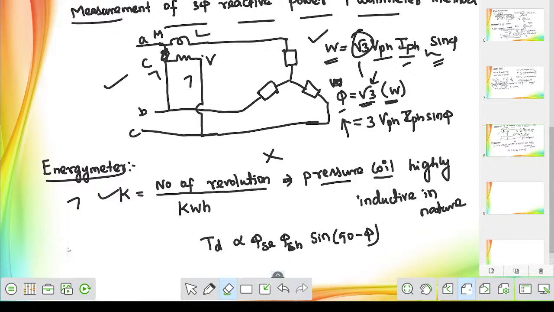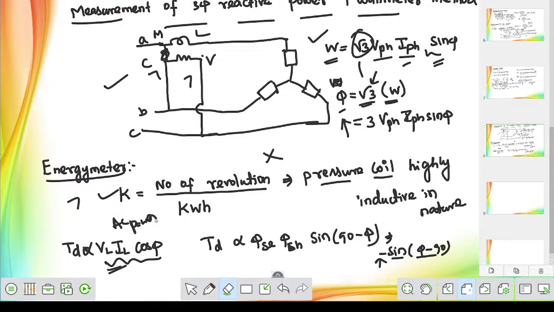In terms of voltage parameters, we can define this deflection torque as directly proportional to load voltage into load current into cosine of phase angle phi, because we know sine of 90 minus phi can be written as minus sine of phi minus 90. Sine of phi minus 90 gives minus cos phi, and minus into minus becomes plus. So this is VL IL cos phi. So the deflection torque is directly proportional to the measurement of AC power. Correct?